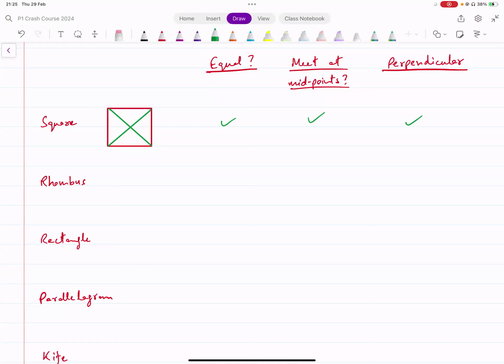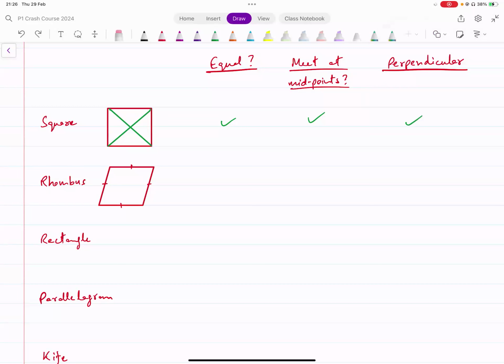What about rhombus? A rhombus would look something like this. What's a rhombus? A rhombus is a figure that has all sides equal. All the sides are equal. However, the angles are not 90. In a square, all sides are equal and the angles are also 90. These angles are all 90. In a rhombus, the angles are not 90. Okay, but the sides are all equal.